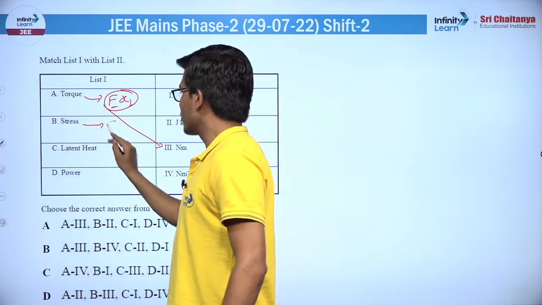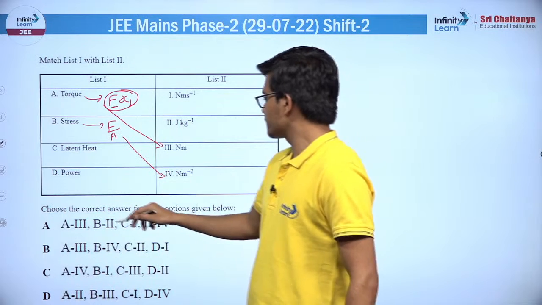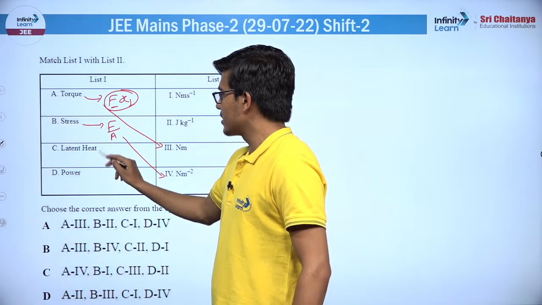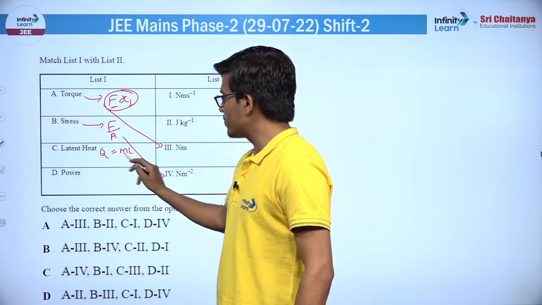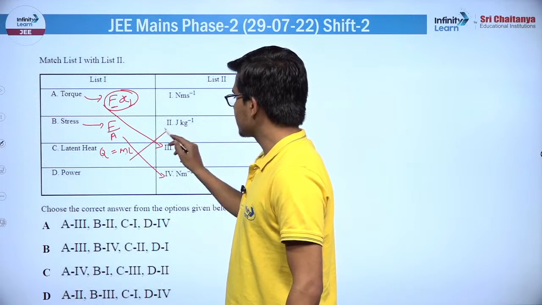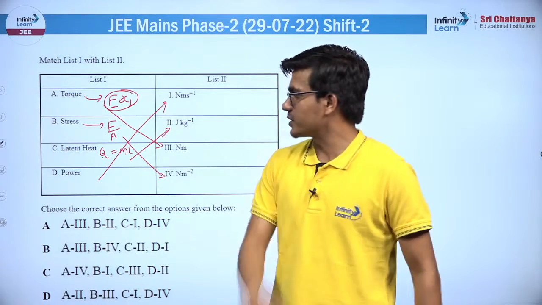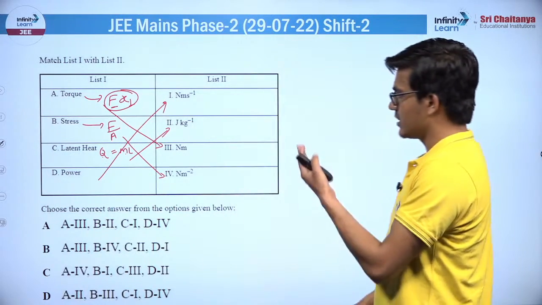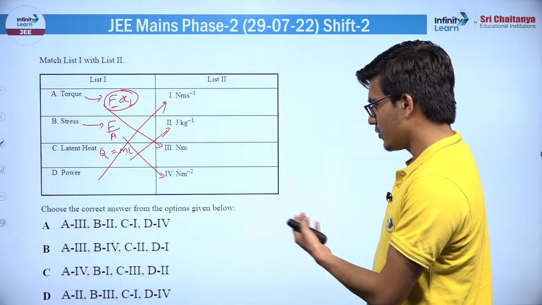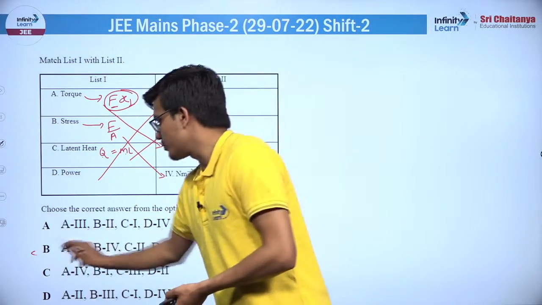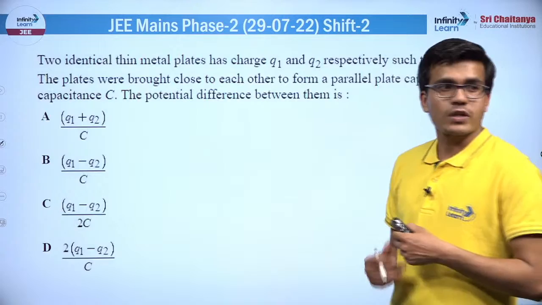Stress is simply force upon area, that is in fourth option. Latent heat is Q equal to mL, where latent heat is L, so it will be joule per kg, that is second, and power is something work done by time, so Newton meter per second. Just see there that A should match with 3, B should match with fourth, 3/4 is only given in B option, so B is my right answer. Moving to the next question.